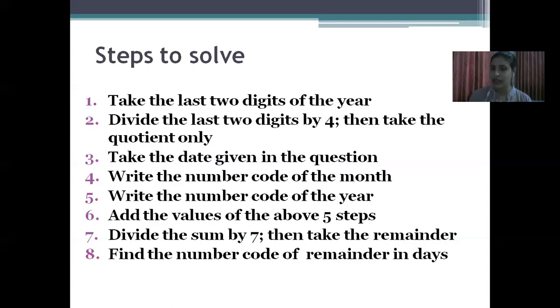99 plus the number you get from 99 by 4, plus the date, 21, plus 3, plus 0. Find out that number and then divide the sum by 7. Then you take the remainder only. You leave the quotient this time and take the remainder only. Then you find the number code of the day for this remainder. If it is 3, you find the day against the number code 3. That will be the answer for your question.